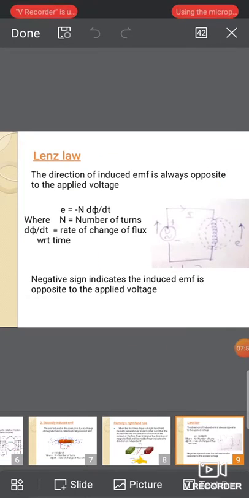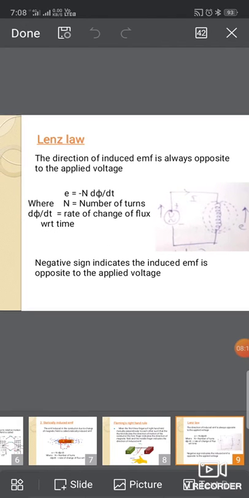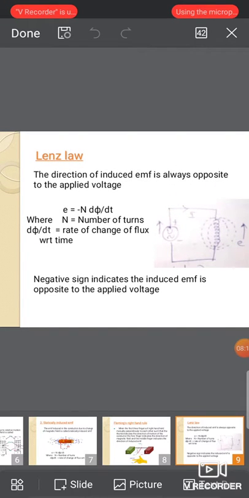Next, Lenz's law. The direction of induced EMF is always opposite to the applied voltage. By referring to the figure, consider a coil having n number of turns connected to the alternating voltage V. Because of the alternating voltage V, alternating current will flow through the coil. Because of the alternating current, alternating flux will be produced surrounding the coil, and that flux links with the coil, and EMF is induced in the coil.